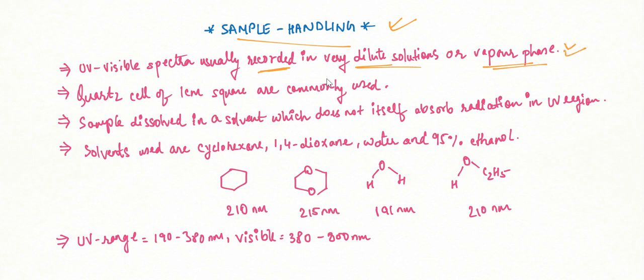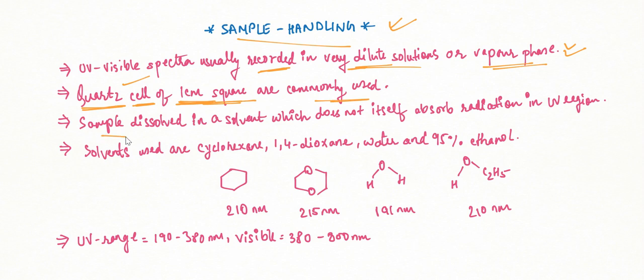So if there is a sample which is solid, first of all we have to find some solvent to dissolve it, and we have to make a very dilute solution. What is the other criterion? The cell which is used must be of quartz, because we just talked about how glass is going to absorb in the UV region. So the quartz cell must be used, which is 1 centimeter square. The area is 1 centimeter square, and this is commonly used for UV visible spectroscopy.